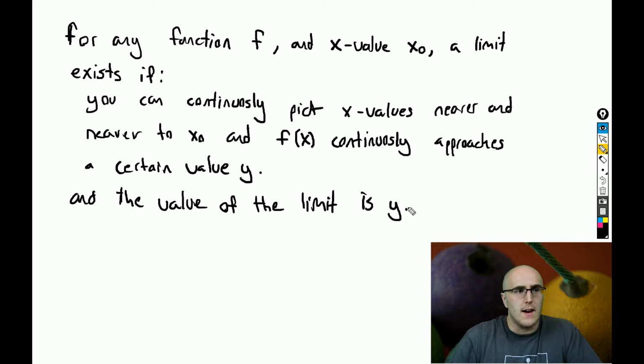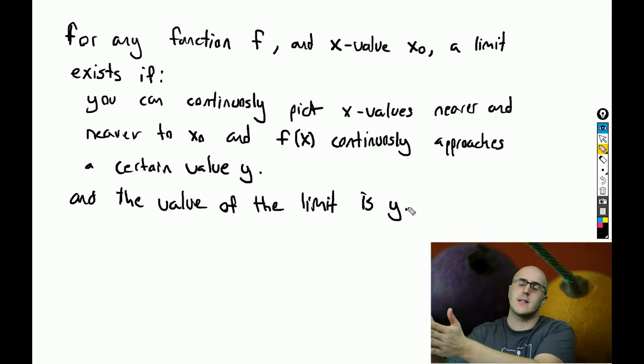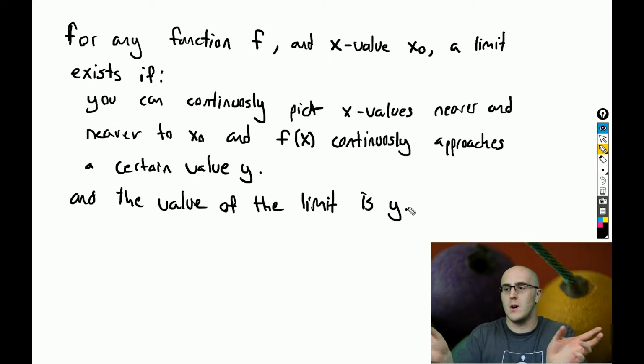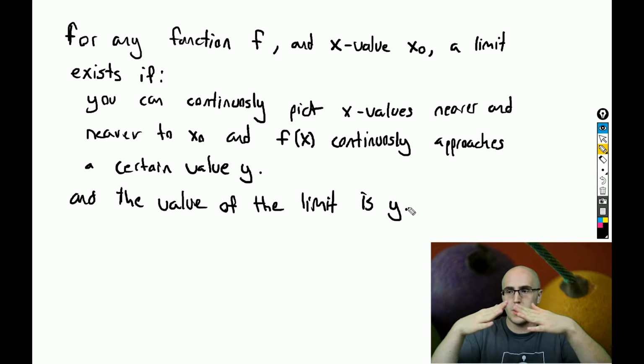For any function f and x value x naught, a limit exists if you can continuously pick x values nearer and nearer to x naught, and f of x, f of the x values you're picking, is continuously approaching a particular value. And this has to be true from both sides. And then the value of that limit is y. It's the certain value that your two approaching processes are approaching.